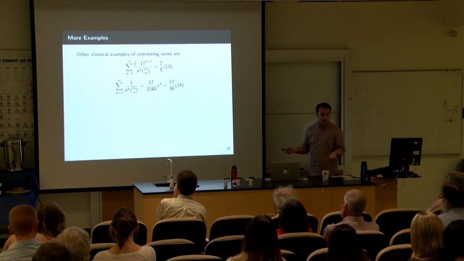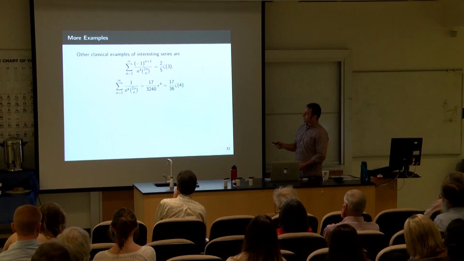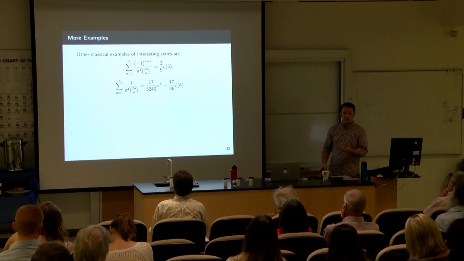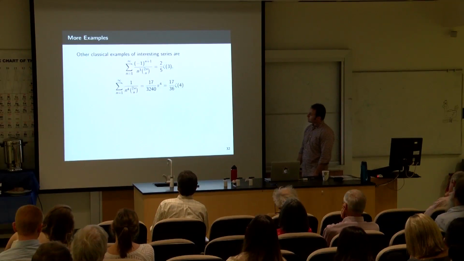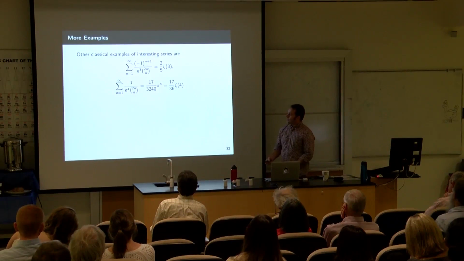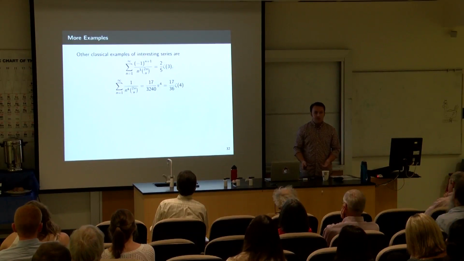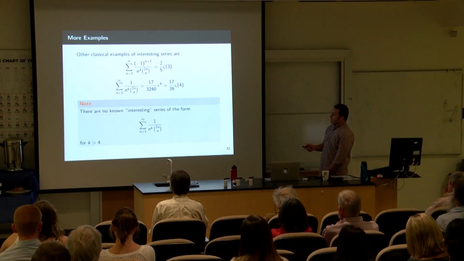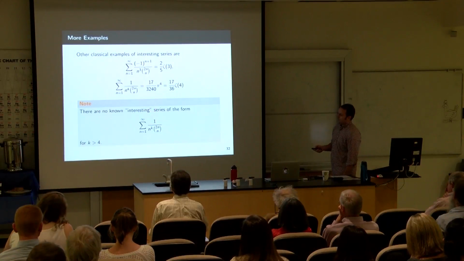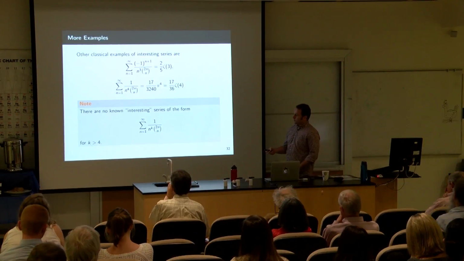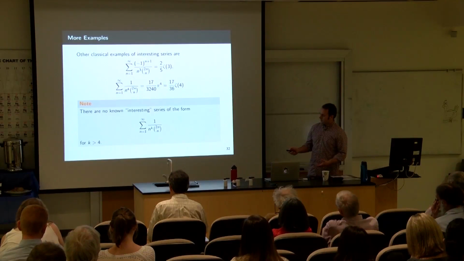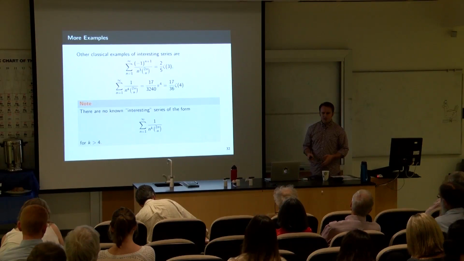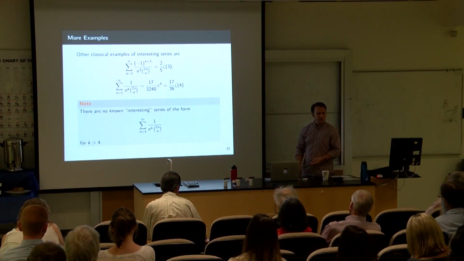You can kind of see a pattern. These are all interesting series because the terms are easy to describe, and the values themselves are easy to describe. They're in terms of functions that we know about. You see a pattern. Well, sadly, it doesn't really continue. There are no known interesting series of this form for k bigger than 4. They do know, in the literature, there are some values, like for k equals 5 and 7 and maybe higher, but they're usually pretty messy and not really what you consider simple.